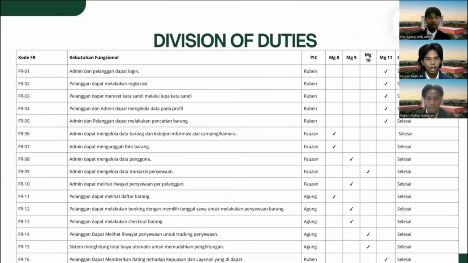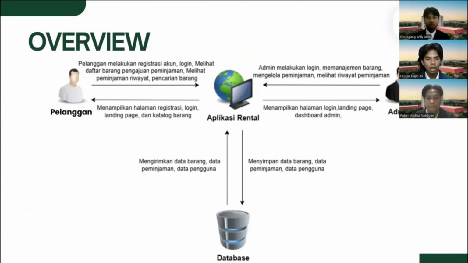Next, we have 16 functional requirements. Items 1 through 5 handled by Ruben are complete. Items 6 through 10 handled by Fauzan are complete. And items 11 through 15 are complete. Next, there are two actors, visitor and admin, and one database.